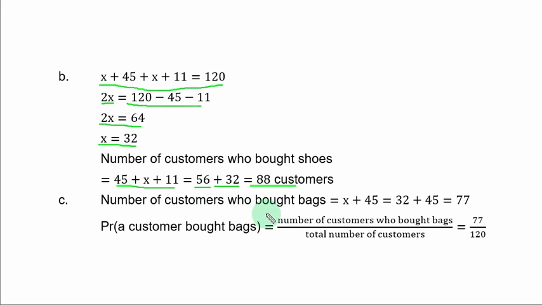Number of customers who bought bags are S plus 45, and that is 32 plus 45 equal to 77. So we move to the probability that a customer bought bags, equal to the number of customers who bought bags over total customers, and that is 77 over 120. No common factor can reduce 77 and 120. That becomes the required probability.